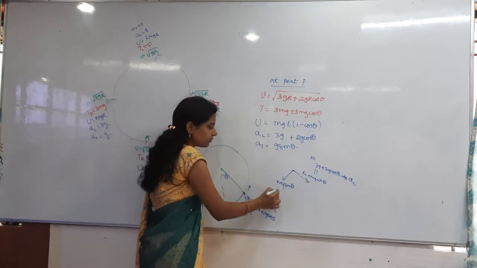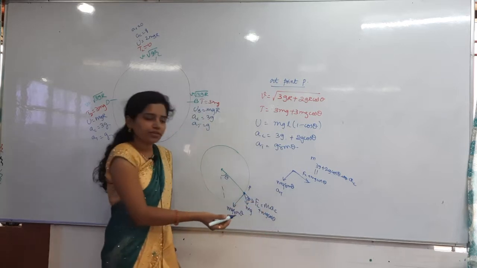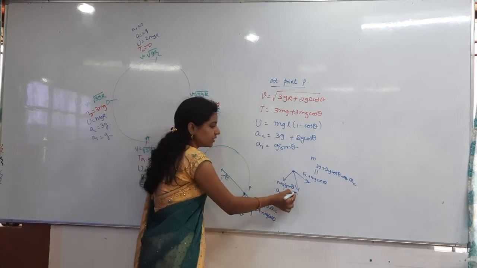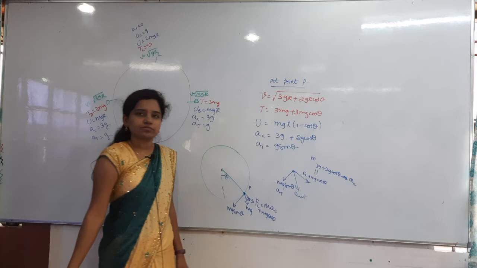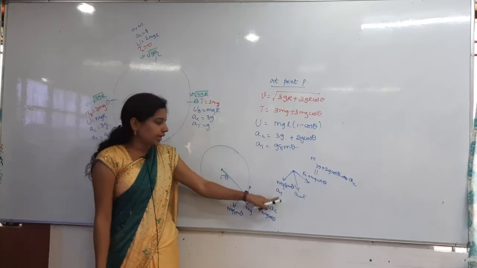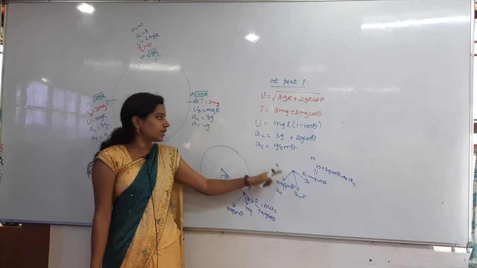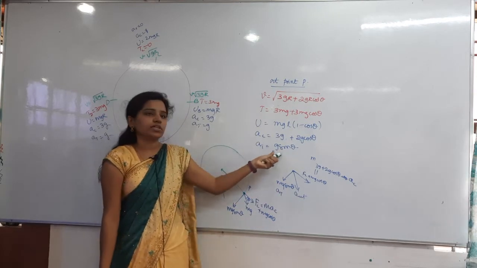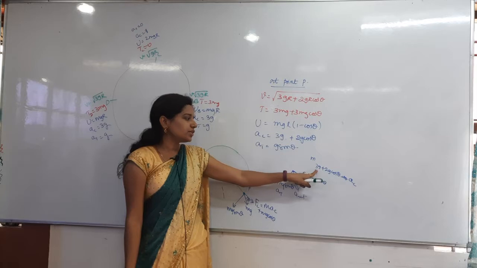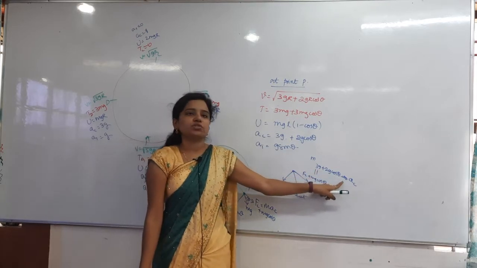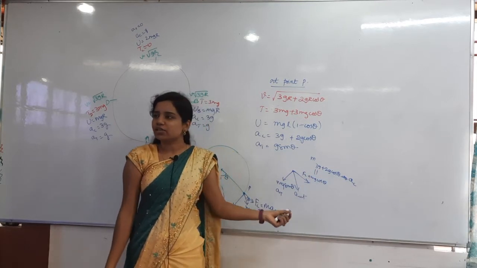And the remaining one is automatically AT only, right? Then where will you get the resultant? This is the net acceleration you will get. Understand or not? So along the AT what is there for us? g sin theta. Along the AT g sin theta is there, so AT is equal to g sin theta. AC is equal to 3g plus 2g cos theta. Understand, right? How it came?